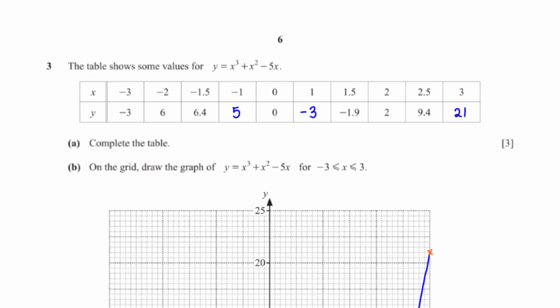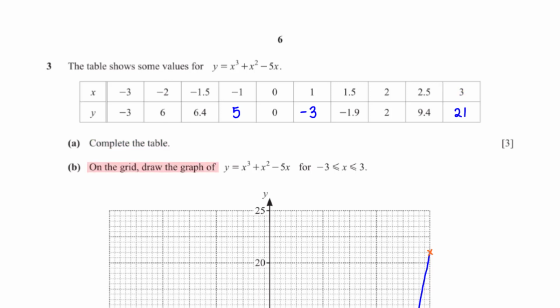The table shows some values for y equals x cubed plus x squared minus 5x. Complete the table. When we plug in x equals -1 into the equation, we get y equals 5. For x equals 1, we get y equals -3. And for x equals 3, we get y equals 21.